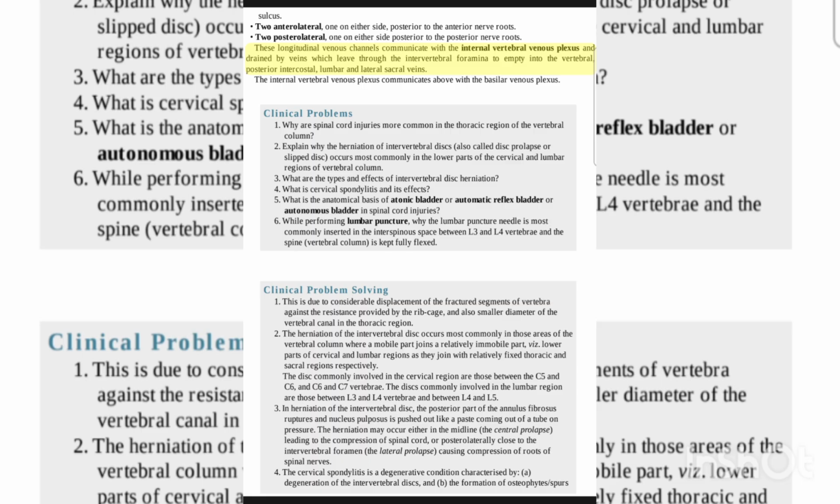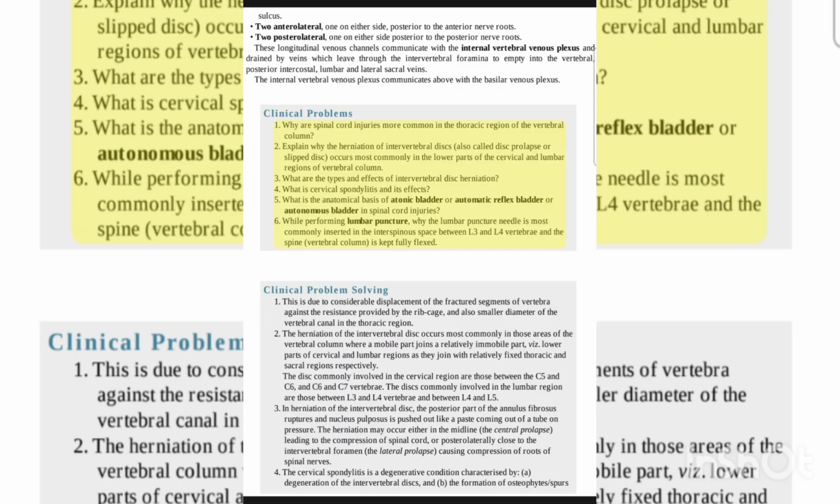These longitudinal venous channels communicate with the internal vertebral venous plexus and are drained by veins which leave through the intervertebral foramina to empty into the vertebral, posterior intercostal, lumbar and lateral sacral veins. The internal vertebral venous plexus communicates above with the basilar venous plexus.